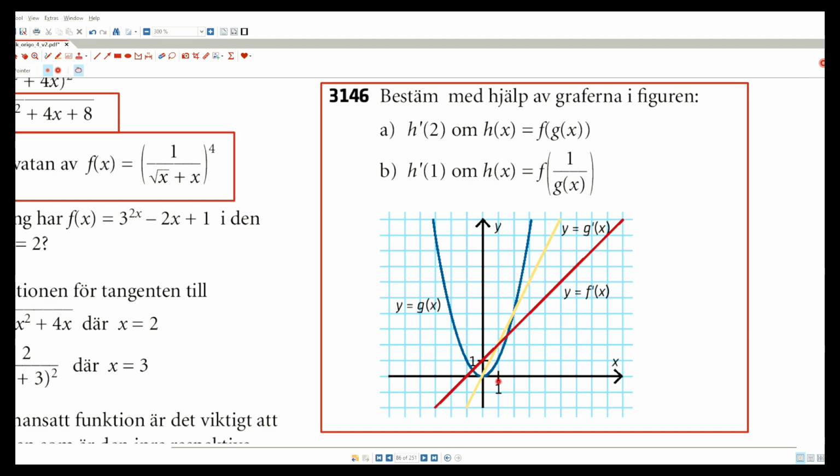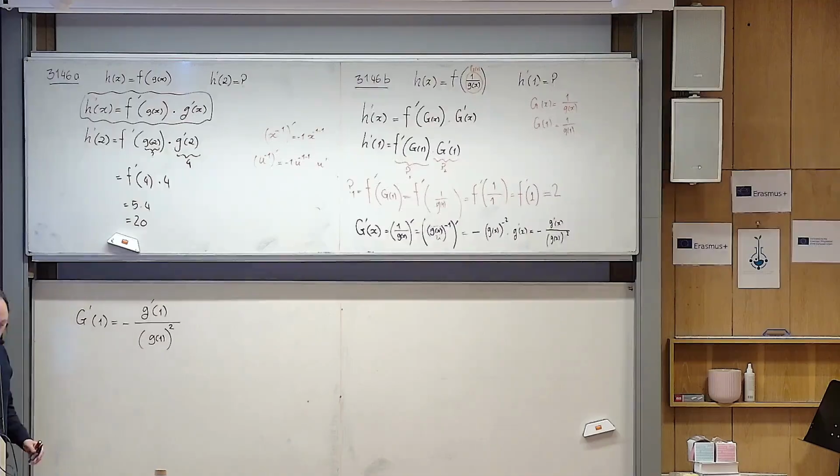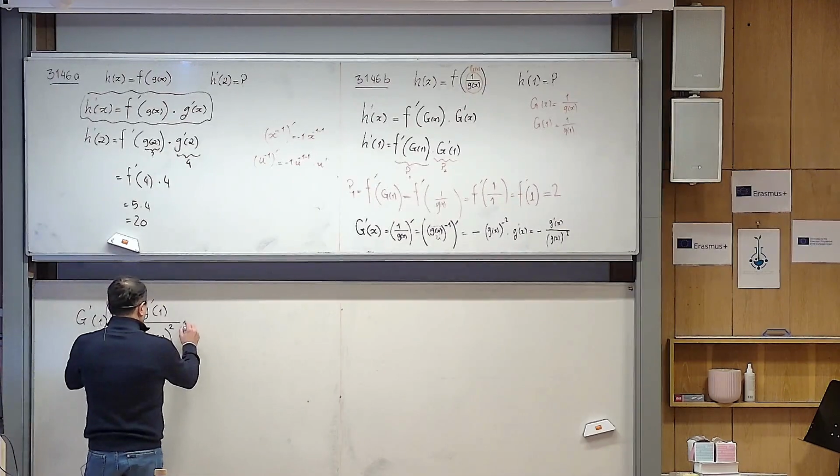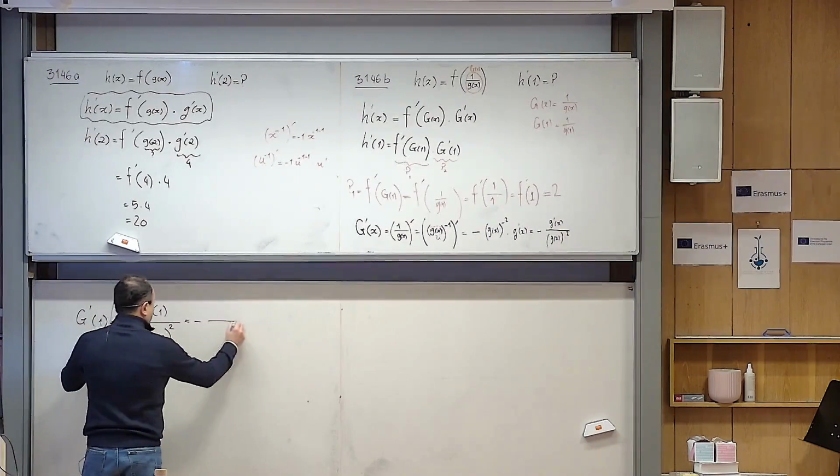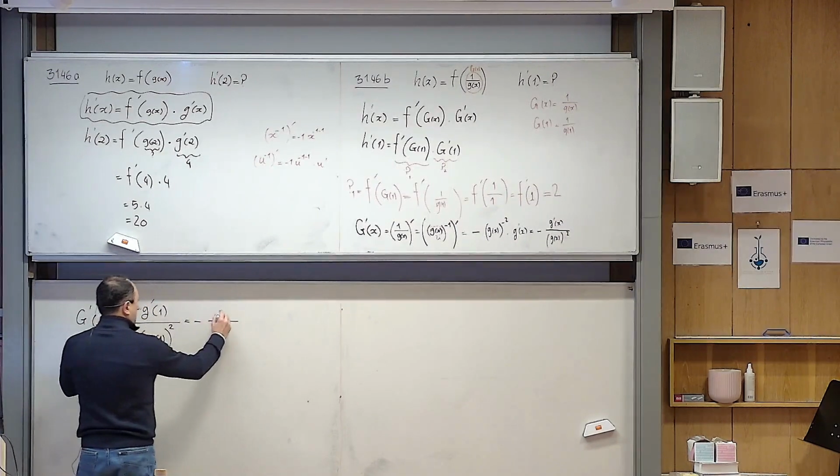Yes, because this is 1. I go vertically upwards so that I intersect the g prime function, which is here, and then I go horizontally. That point is 2. So I go back here. I have a minus sign. I have a fraction line. I realize that this number is 2.